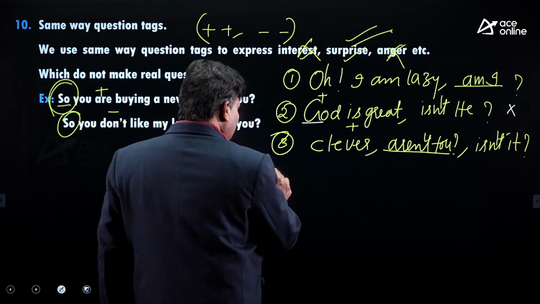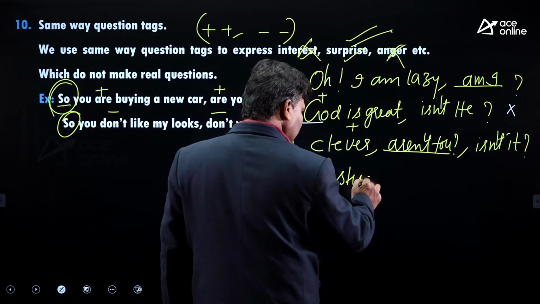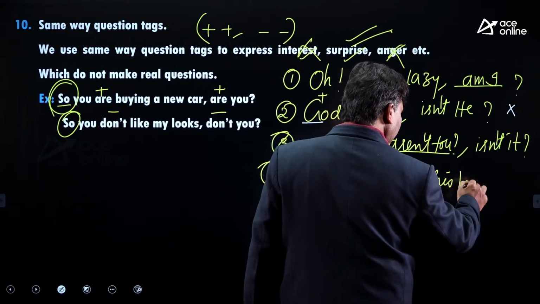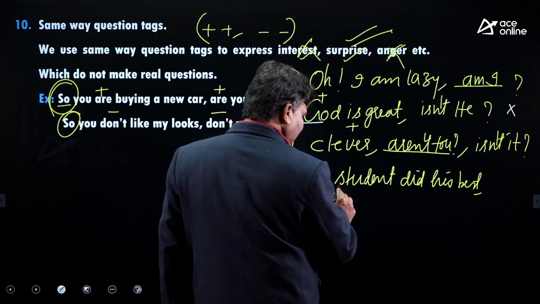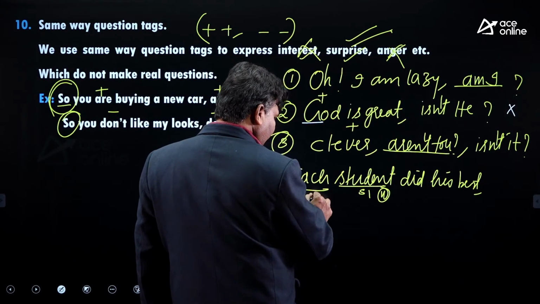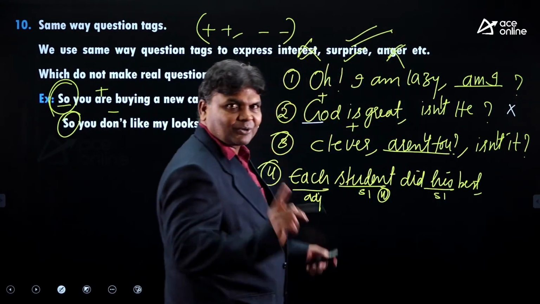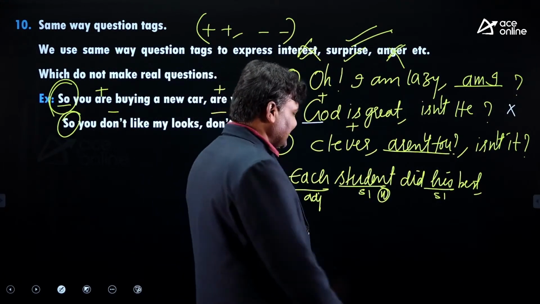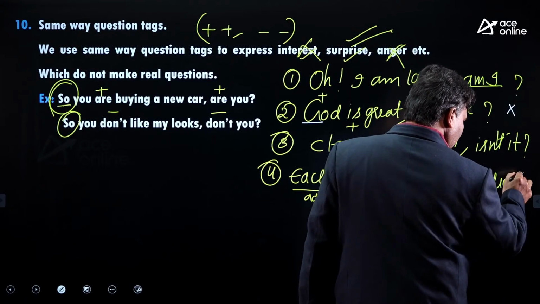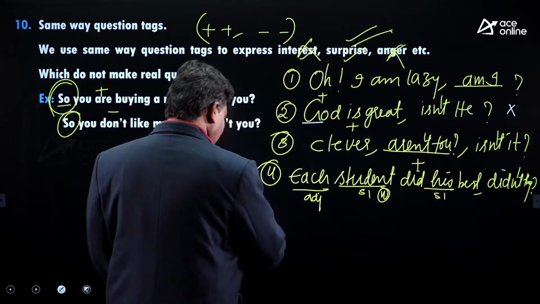Number 4. Each student did his best. Be careful always, each student is singular and a noun, and each will be an adjective. So definitely this also will be singular, so therefore singular. But your question tag will be plural. Each student did his best. Did is positive. Didn't they, we have to use. Okay. Very good, students.